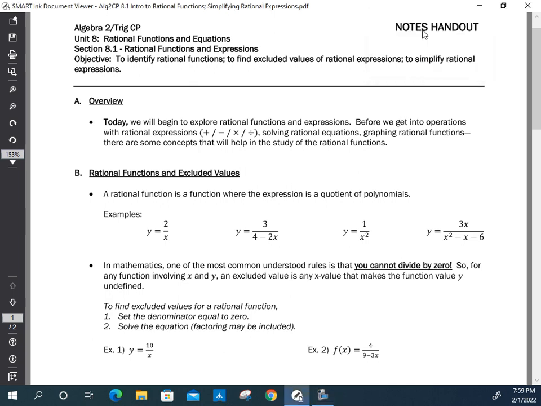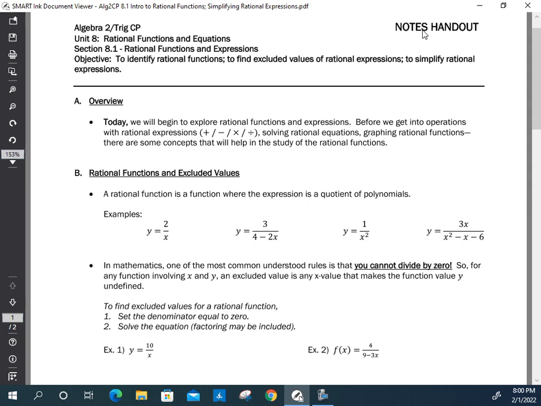This is Mr. Lowe, and I am recording this video lesson for the start of section 8.1, which is the beginning of unit number 8 on rational functions. In this lesson, we will look at what a rational function is, finding elements called excluded values, and then looking at how to simplify a rational expression.